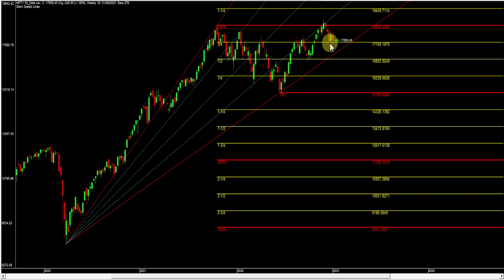Using the Gann speeds, we're at the 3/4, and we're trying to hold that 17,749. You can see we got three weekly things here, and let's see how that plays out.